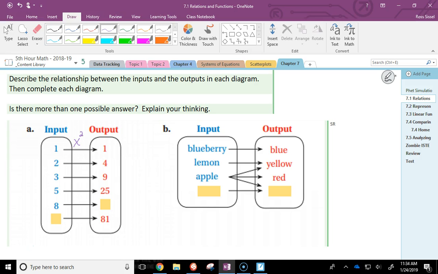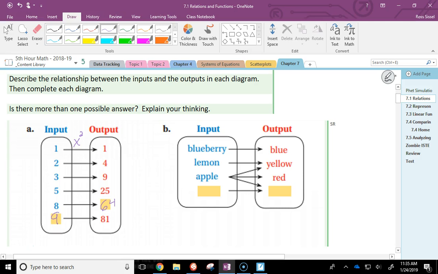So, if I put in 8, what should come out? Okay, 64 would come out. And then I put in a blank number and 81 came out. What was that blank number? 9. Yeah, you guys got this. Pretty good.